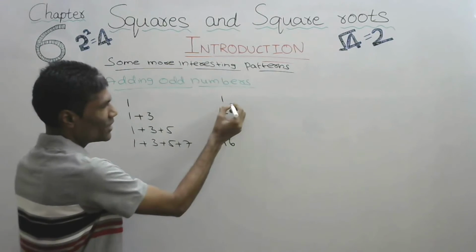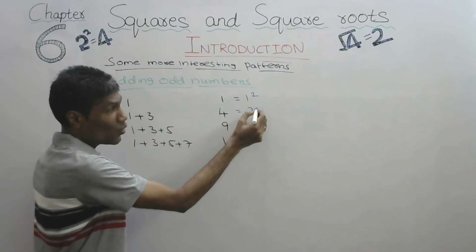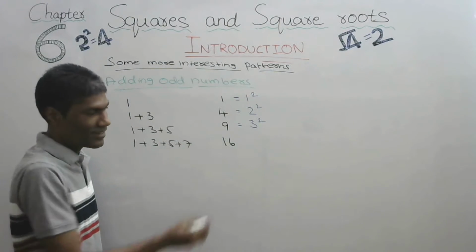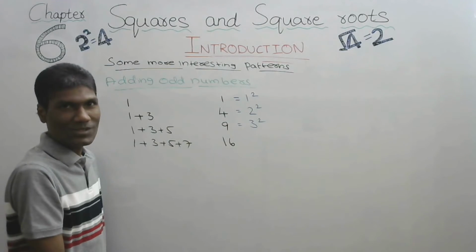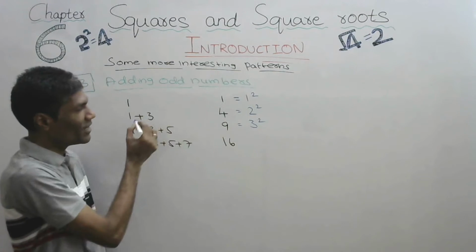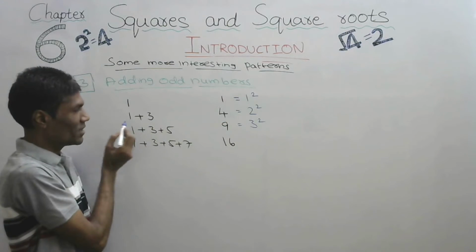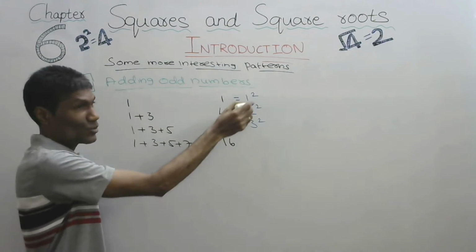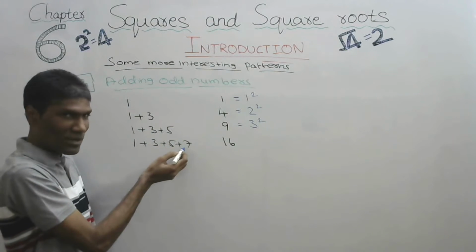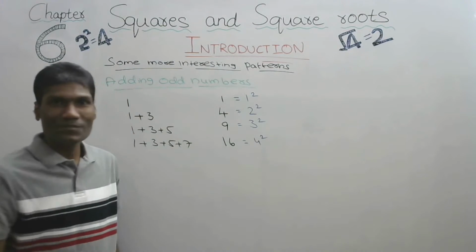Yes. This is 1 square. This is 2 square. This is 3 square. The pattern continues. This is 1. If you observe, this number is also related here. How many numbers are there? Only 1. So 1 square. 2 numbers we are adding, so 2 square. We are adding 3 numbers, 3 square. Similarly, how many numbers are there? 4. So it will be 4 square.